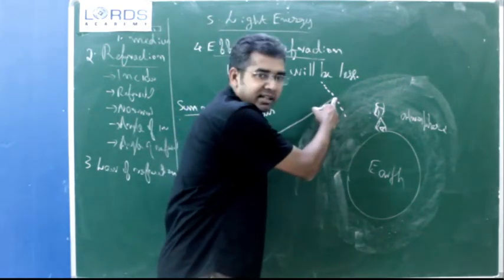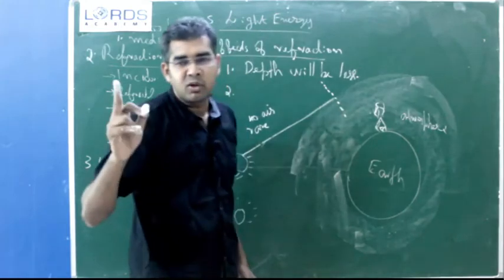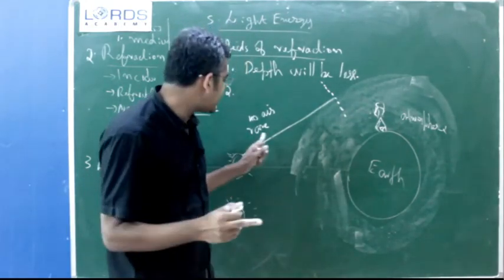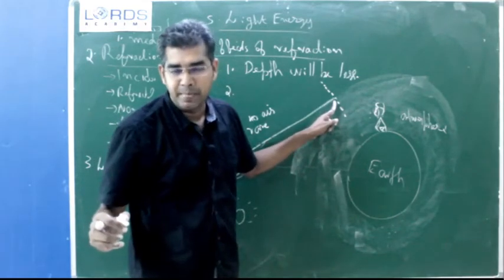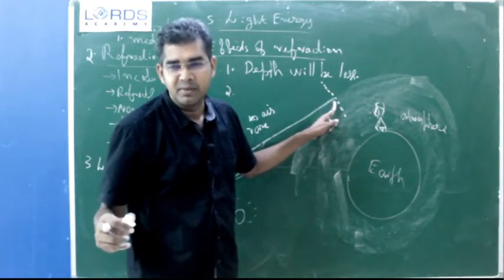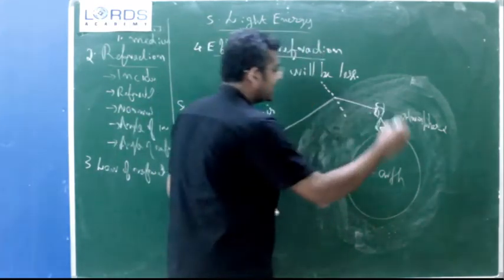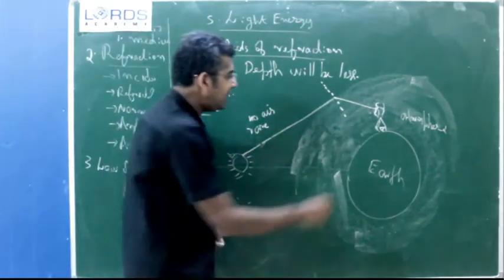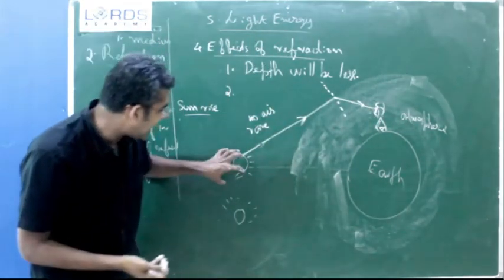Rarer to denser. Question: just now it is entering from rarer medium to denser medium. Near to normal. Very good. So it will bend like this. Are you with me? So see, the sun is here.